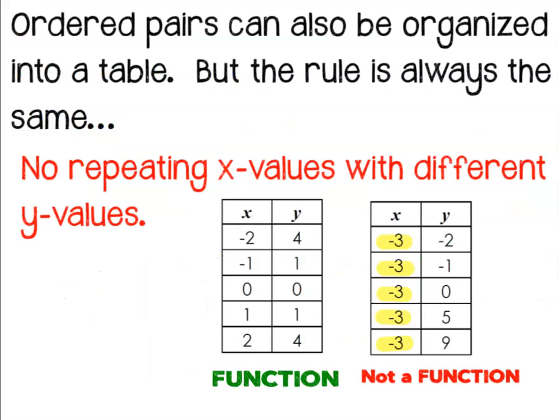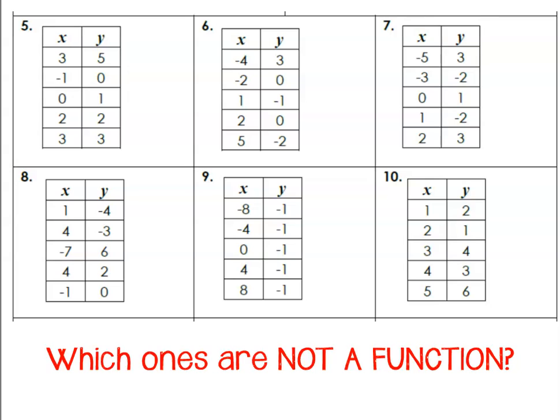All right, if I take those ordered pairs and put them in a table instead, I can simply scan down the left-hand column, looking for repeats. If there are no repeats, you have a function. If there is a repeat with a different output, then you're not a function. Pause the video now and determine which one of these are not a function.